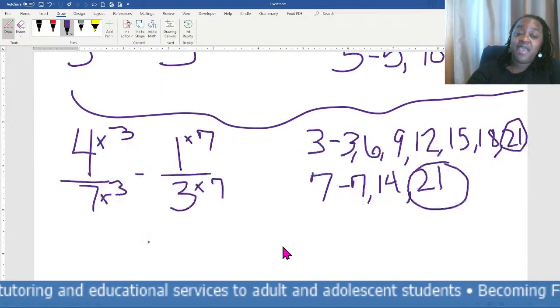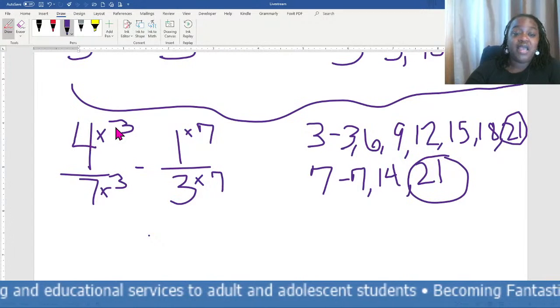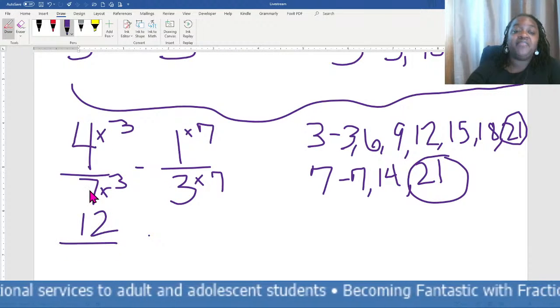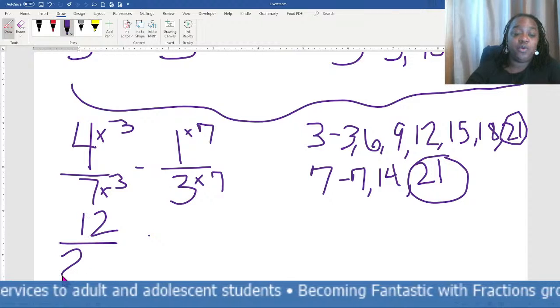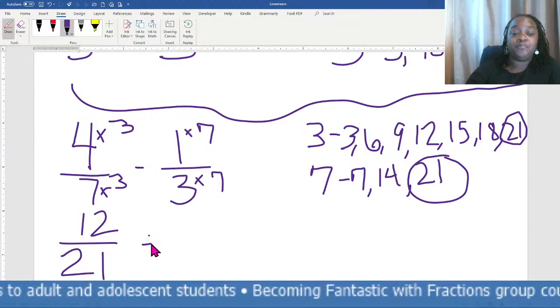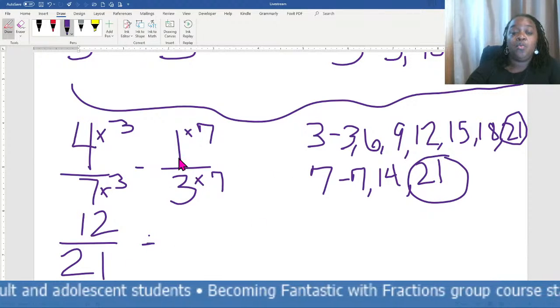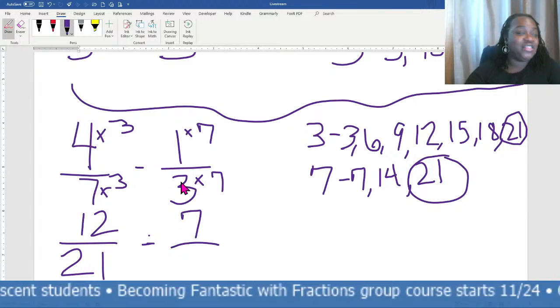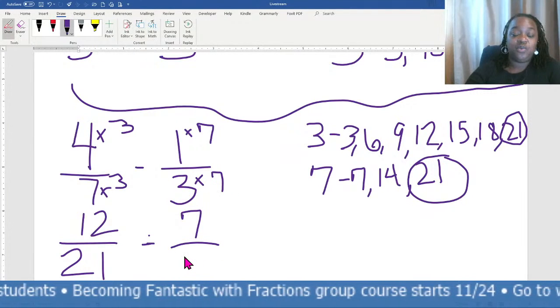Now, let's do the math. 4 times 3 is 12. And then 7 times 3 is 21. Bring down our subtraction. 1 times 7, 7. And 3 times 7 is 21.